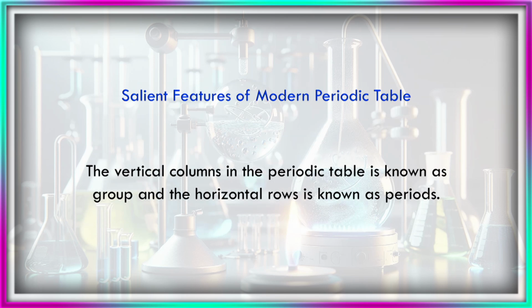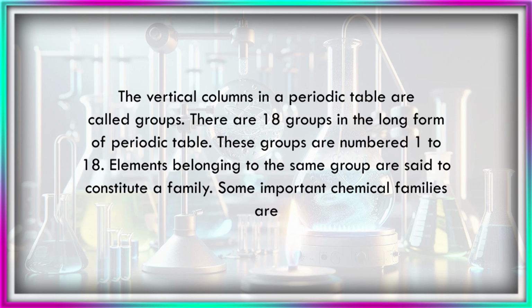Salient features of the modern periodic table. The vertical columns in the periodic table are known as groups and the horizontal rows are known as periods. The vertical columns in a periodic table are called groups. There are 18 groups in the long form of the periodic table. These groups are numbered 1 to 18. Elements belonging to the same group are said to constitute a family.